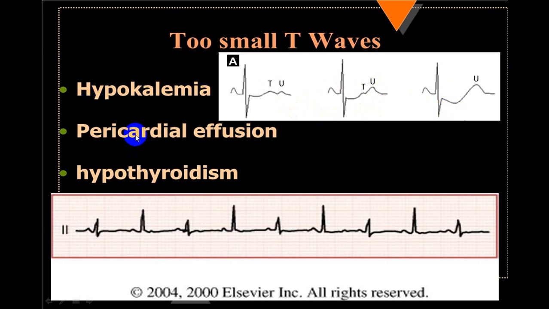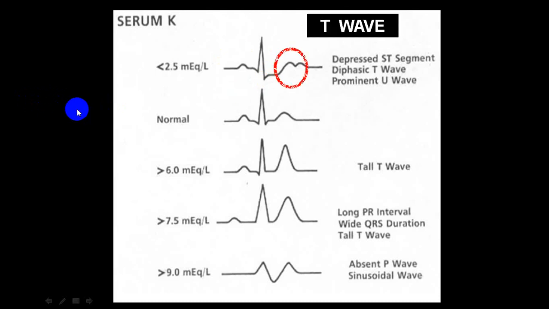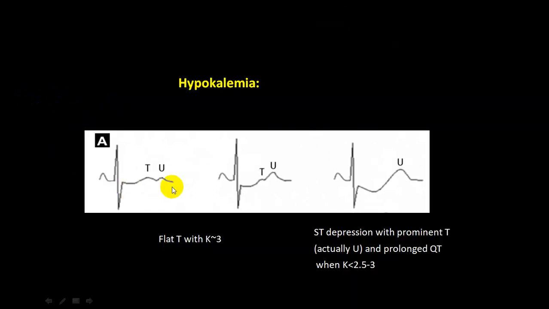While in case of a pericardial effusion, hypothyroidism, cardiac tamponade, constrictive pericarditis, you will see low voltage, and sometimes you can see alternate QRS complexes low voltage and normal voltage, low voltage, normal voltage, low voltage, normal voltage. This is called electrical alternans. So you can have that. I have already explained this to you previously, so I won't repeat it again.